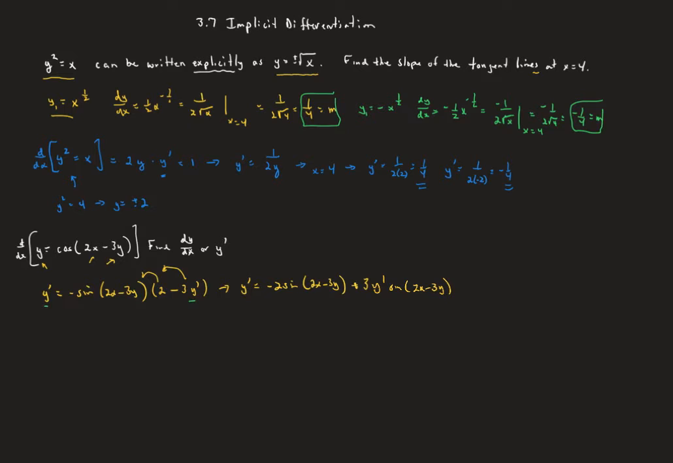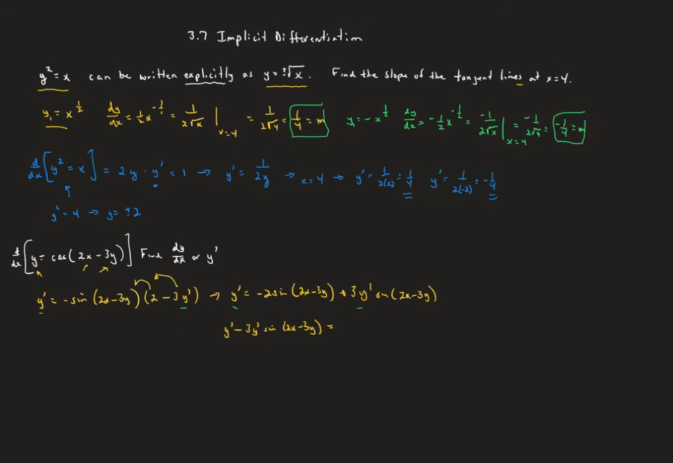So now we're making progress. We have our two terms that have y prime in them, so I'm going to move those to the same side. You can go either way, but I'm going to subtract the 3y prime term to the other side. So that's going to make that y prime minus 3y prime sine of 2x minus 3y, and that's leaving on the other side that negative 2 sine of 2x minus 3y.